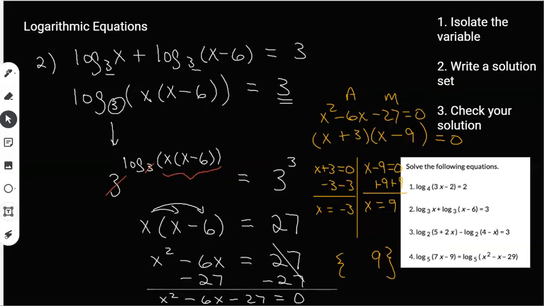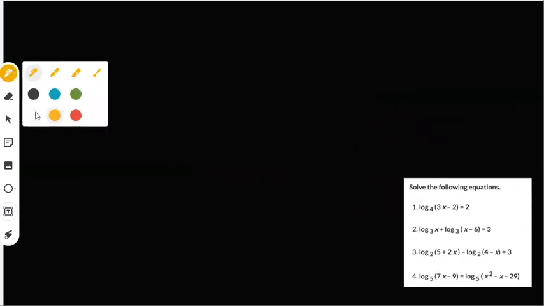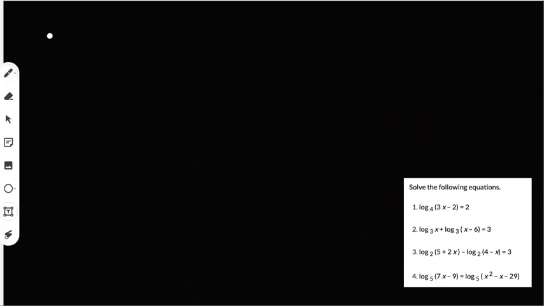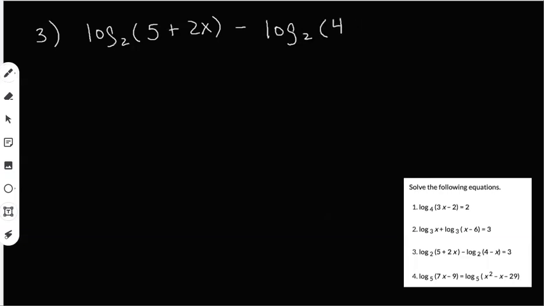All right, so continuing on with logarithmic equations from the last video, we did number 2. Now I want to try number 3. So number 3 gives us log base 2 of 5 plus 2x minus log base 2 of 4 minus x equals 3.